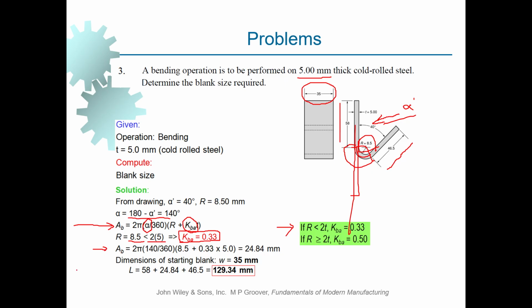Now, in order to be able to compute the initial length of the part when it is straight, we need to add this value to the two straight sections of 58 and 46.5, and that is giving us the total length of the part when it is straight. The width of the part is also given in the drawing.